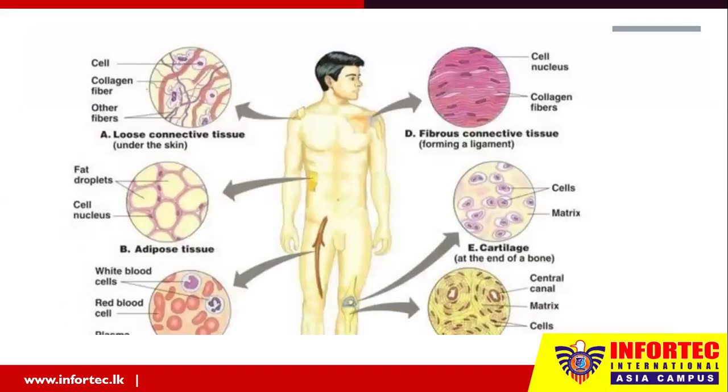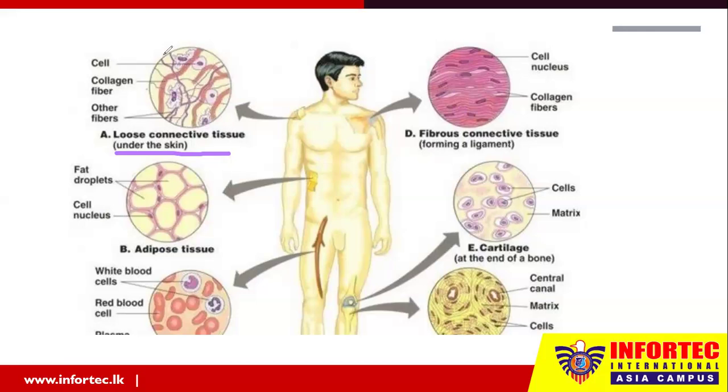Is it clear? So as a summary, when we consider the connective tissue, first let's take loose connective tissue. The best example is areolar tissue, which is under our skin. The function of it is that it cushions our organs. Other than that, it provides protection.